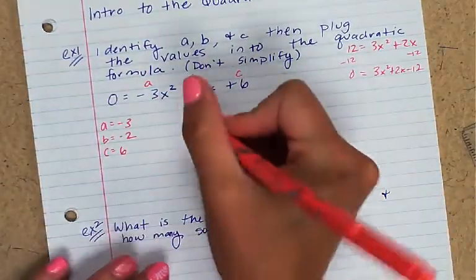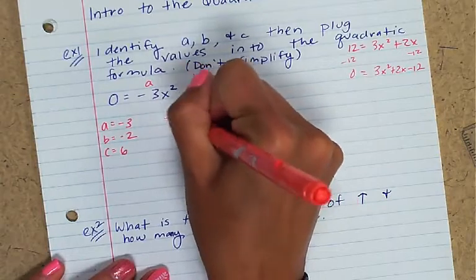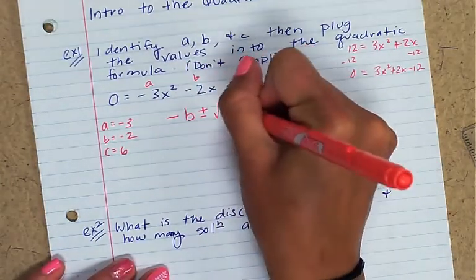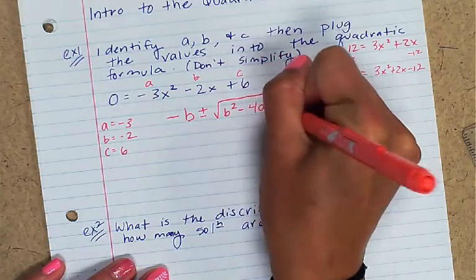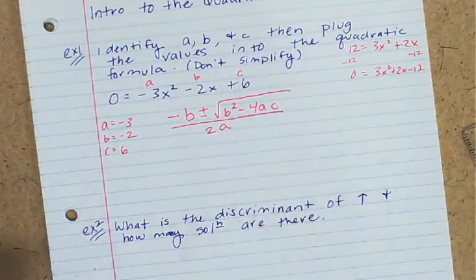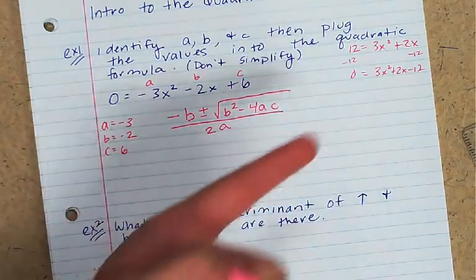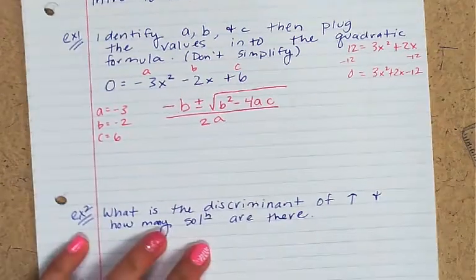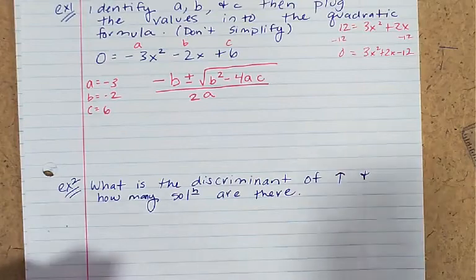Okay, so the quadratic formula is negative b plus or minus the square root of b squared minus 4 times a times c, all over 2 times a. So all you have to do is plug your a, b, and c into their spots. This one says don't simplify. We're not solving it yet. That'll be in the next lesson.